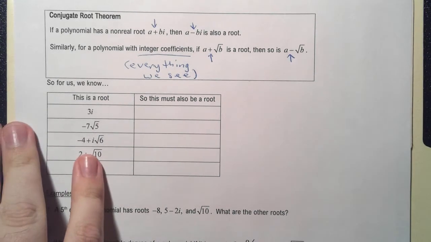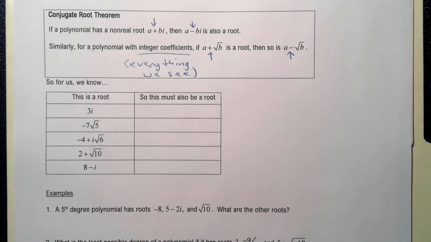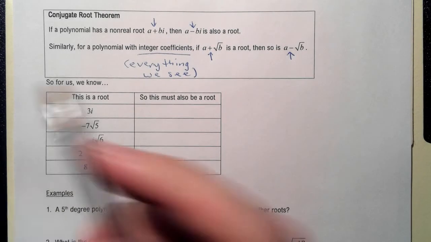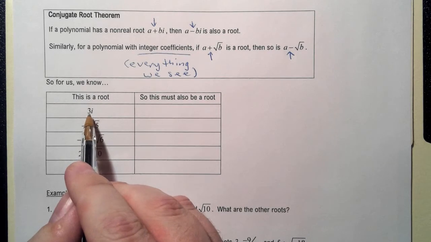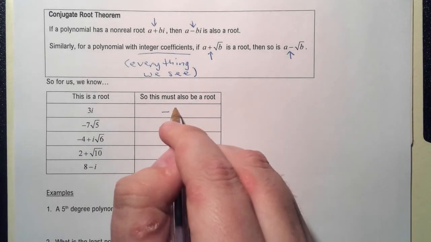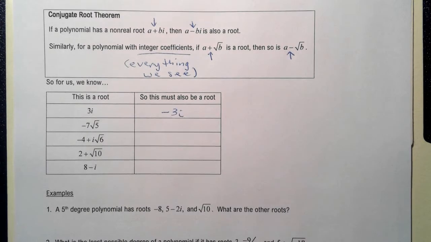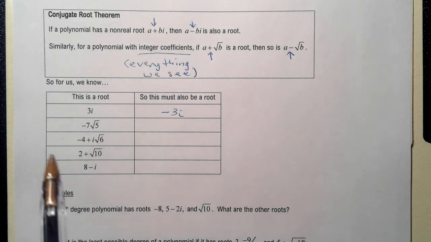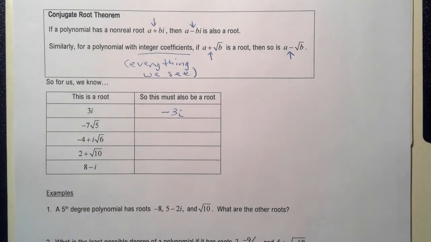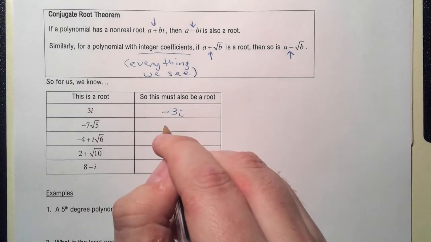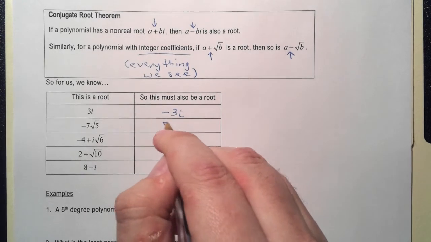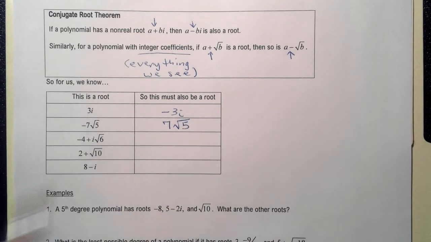So again, a bit of an odd statement, but ultimately once you understand it, it's saying something rather simple. A root of 3i implies that my polynomial must also have the root of negative 3i. And again, that makes sense when we think about the quadratic formula or solving by square roots, both of which involved having a plus or minus. If I were to have a root of negative 7 square root 5, then I must also have a root of positive 7 times the square root of 5.